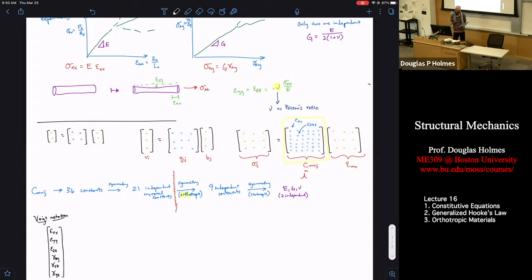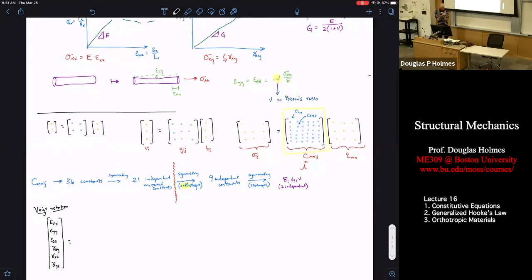It says, let's get rid of all those extra ones. Normally a strain tensor has 9 components. We know 3 of them are not independent because of symmetry. So we'll write it just as a big long vector, normal strains up top, shear strains on the bottom. Well, if we do that, we should probably do that for the stress tensor as well. Okay, what does that mean? That means we have sigma xx, sigma yy, sigma zz, xy, xz, yz.